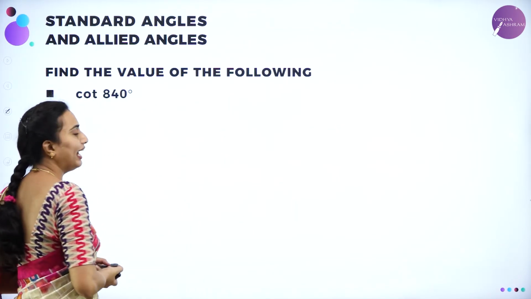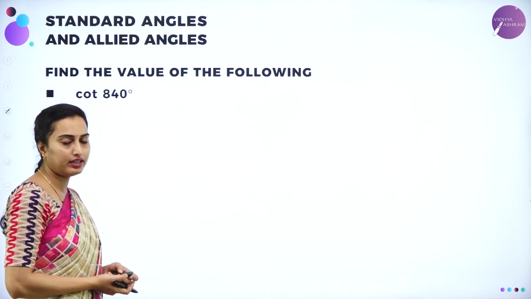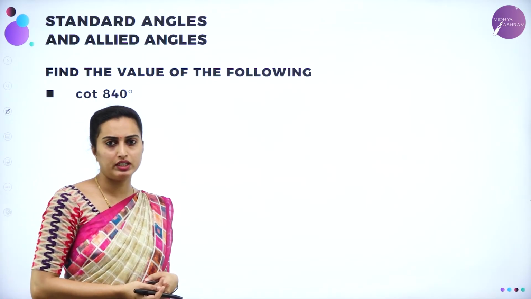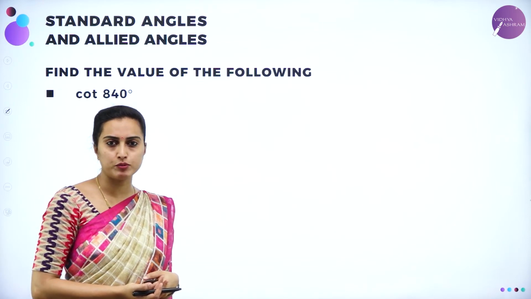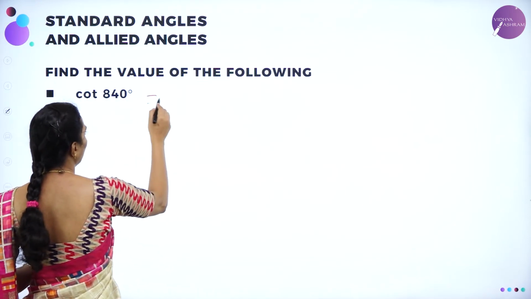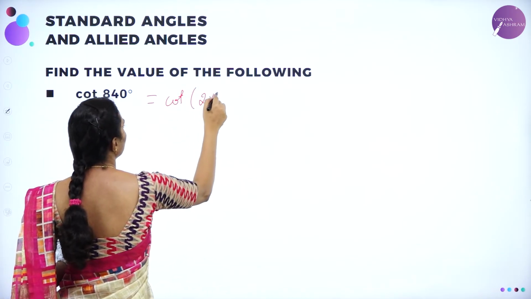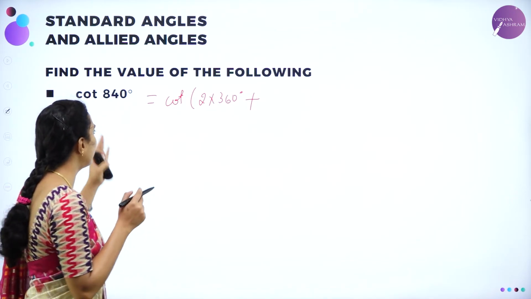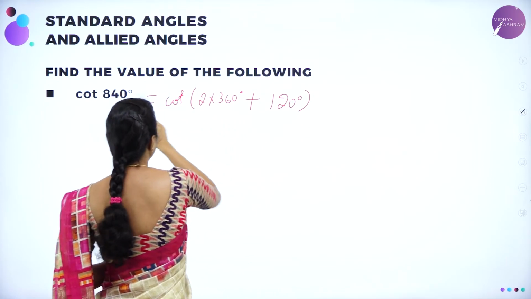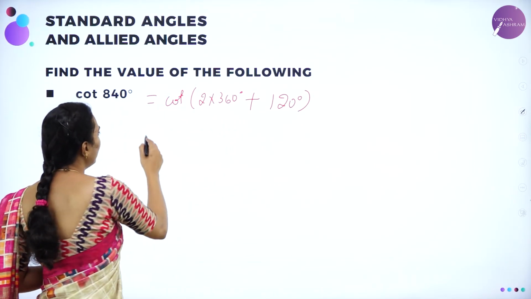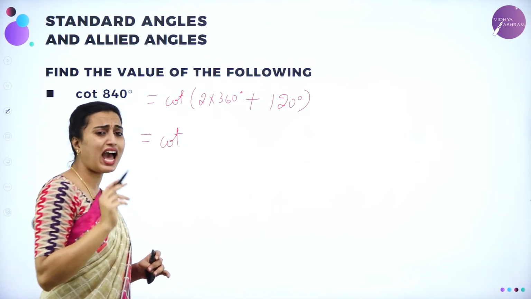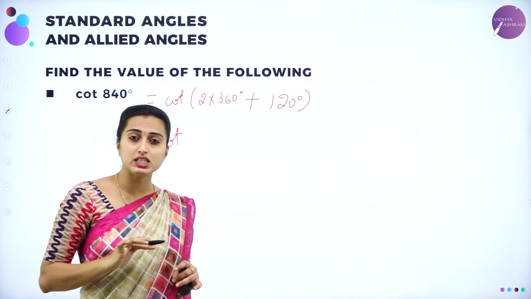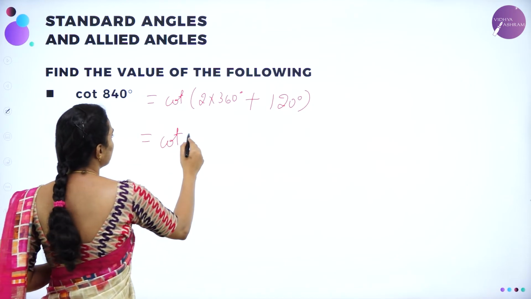What they have asked? Cot 840 degree. Now, here also you can write it as 2 into 360 degree, which gives you 720 degree. So it is cot of 2 into 360 degree plus 120 degree, because 720 degree plus 120 degree gives the value 840 degree. Isn't it? So, therefore, you know tan of n into 360 plus theta is tan theta, so cot of n into 360 plus theta is cot theta. So you can write it as cot 120 degree.